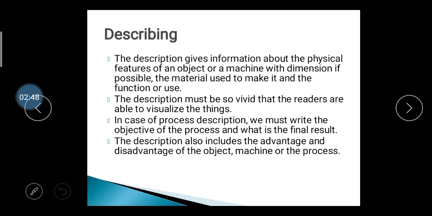Okay, so the description also includes the advantages and disadvantages of the object, machine and process. Whenever you describe any machinery, at that time you have to give the disadvantages and advantages of the overall machinery. This type of technical description is always used by a sales representative.